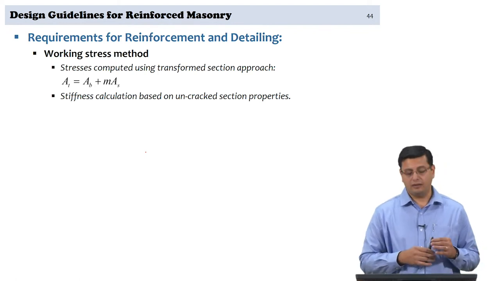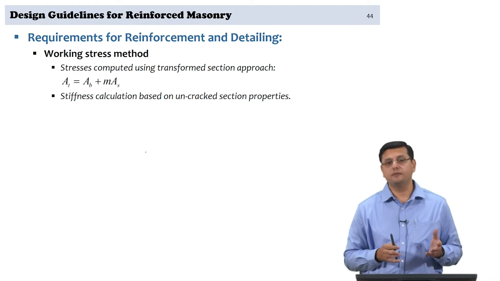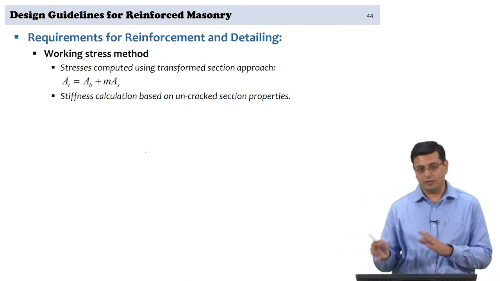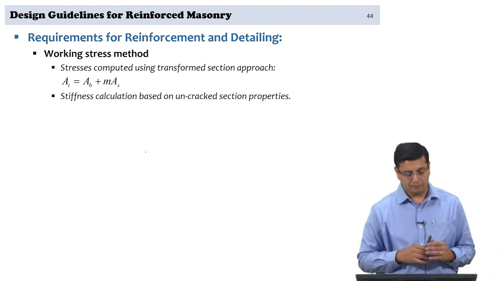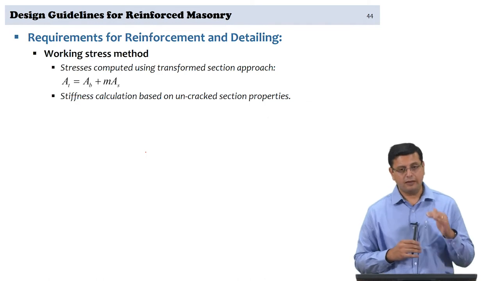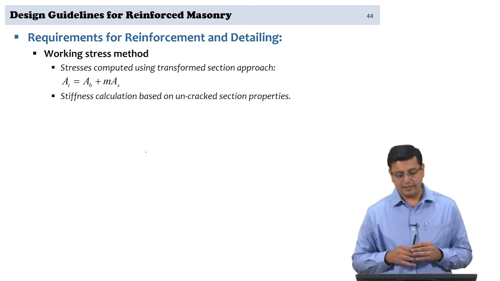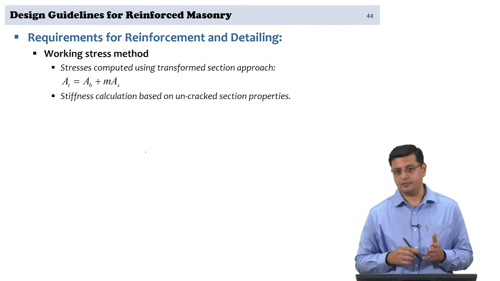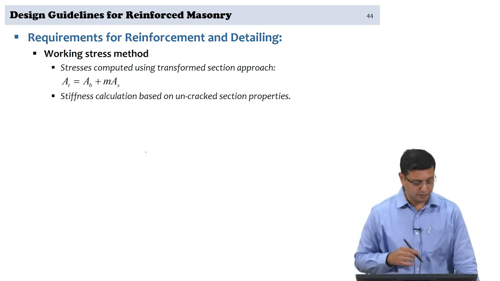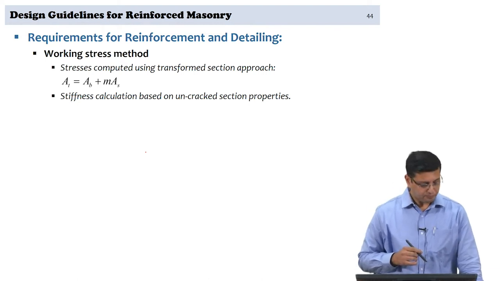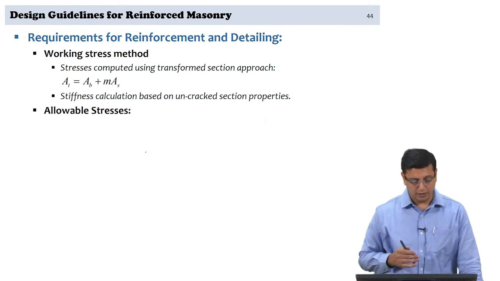So the transformed section approach has to be used for your design calculations, and since we are working within the permissible stresses approach, your stiffness calculations have to be consistent with the limits that we assume for the working stress. Stiffness calculations have to be based on uncracked stiffness. You should not be using cracked stiffness for estimating the flexural stiffness or the stiffness of the walls.